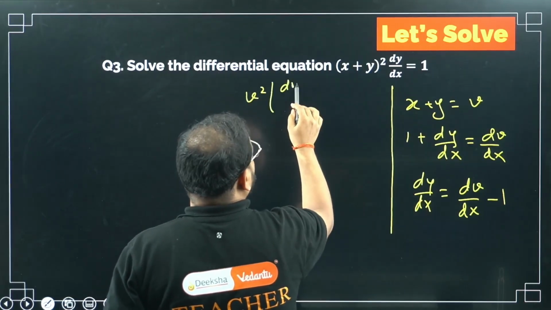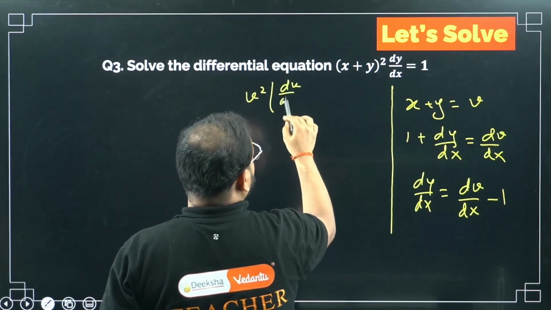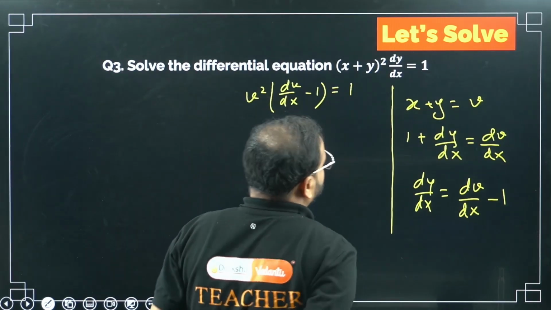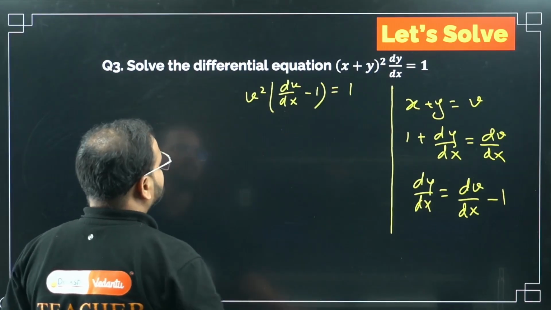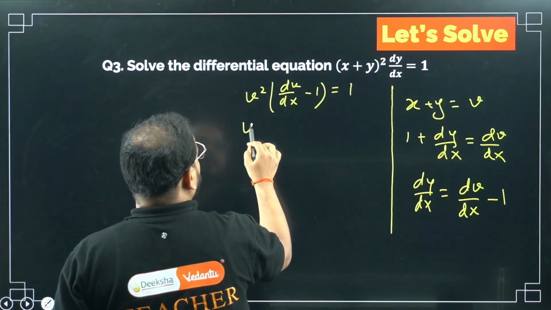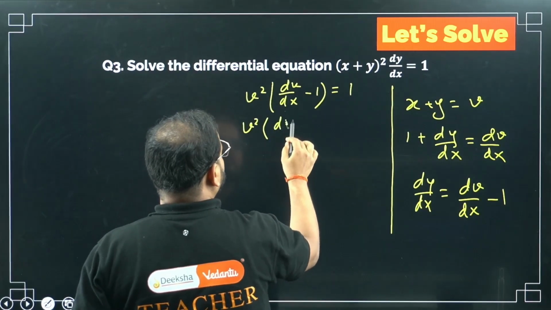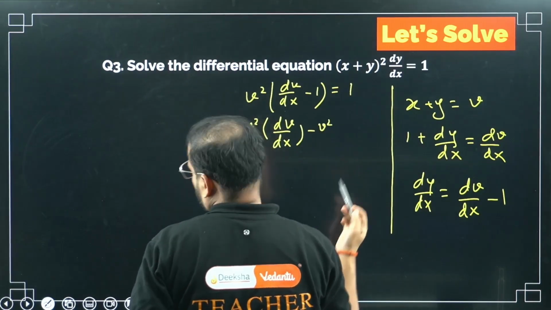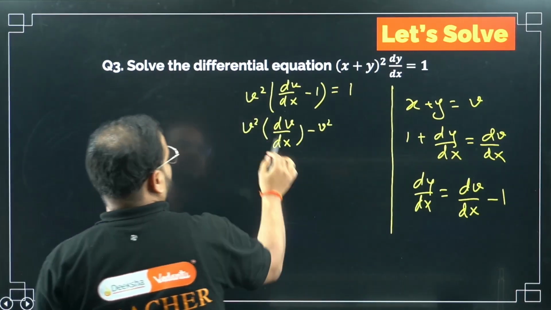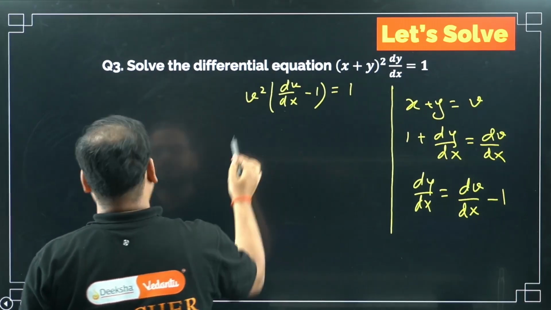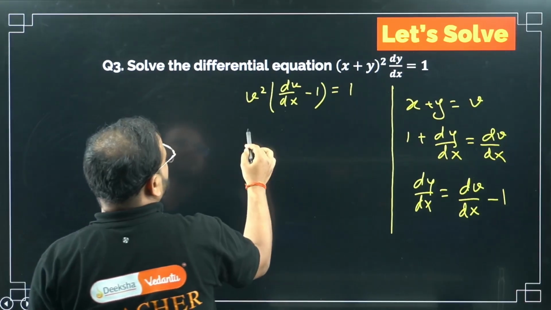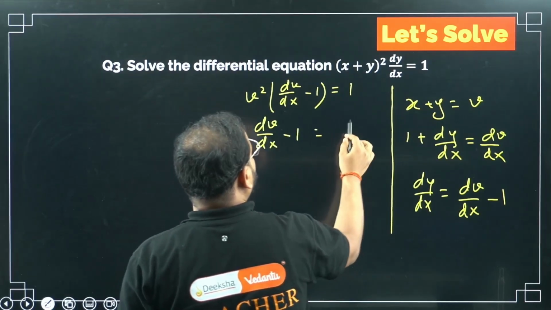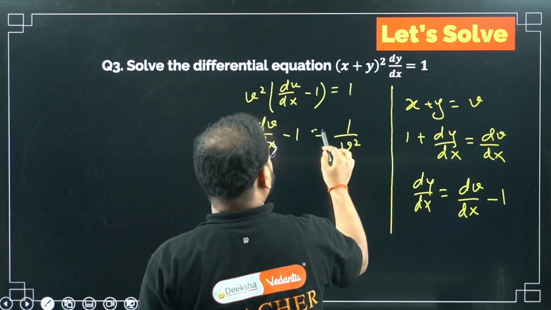Please check. v squared times (dv by dx minus 1) equals 1. Correct? Now if I expand this, I'm going to get v squared dv by dx minus v squared. But I don't have to do that. I can just take it on the other side. dv by dx minus 1 equals 1 upon v squared.